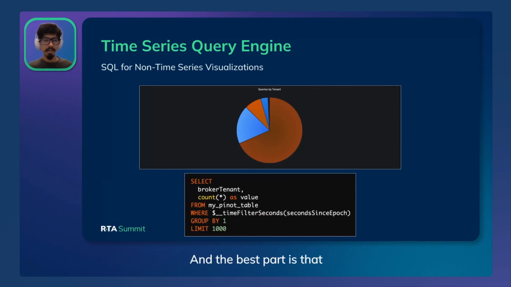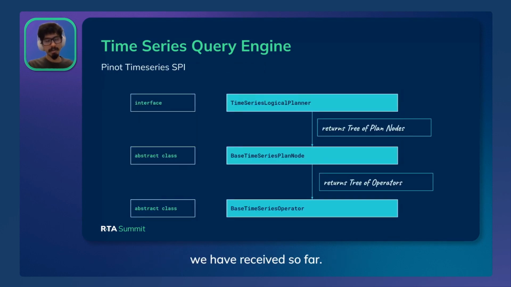And the best part is that you still have access to SQL, so you can still use it for things like, for example, pie charts. I wouldn't want to use a time series query language like M3QL for pie charts. SQL is much more intuitive there, so you still have access to that, and that is where Pinot becomes, in a way, a complete system for querying for observability use cases, and that is really, really powerful, at least based on the user feedback we have received so far.